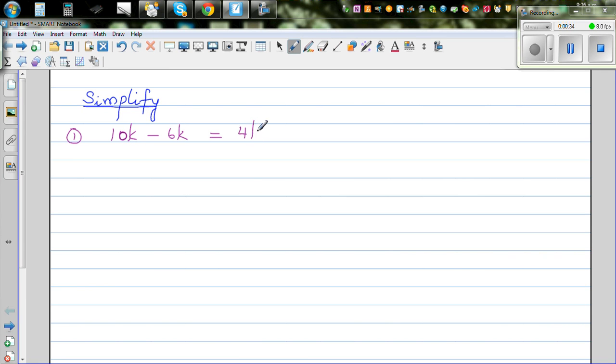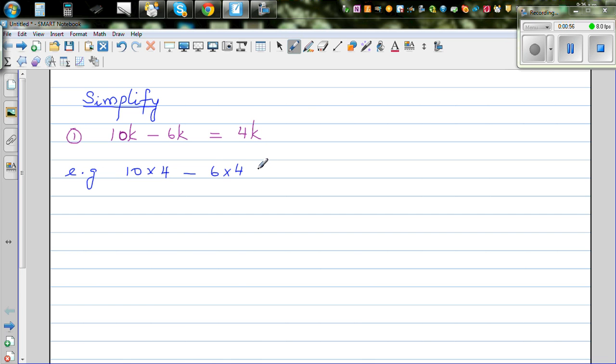Now for some of you, you may not understand why this skill is so important. This is basically something you may or may not have done in numbers. I'll give you an example in numbers. Suppose you have, say, 10 times 4, take away 6 times 4.